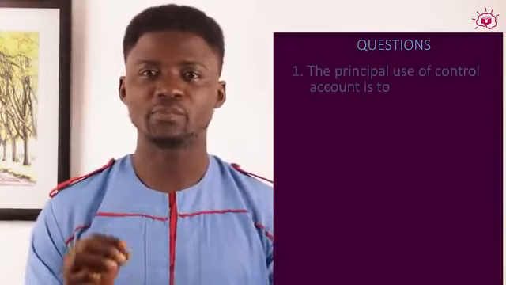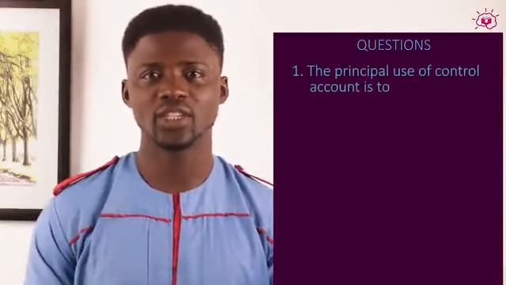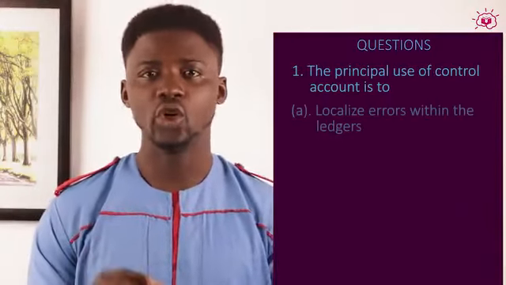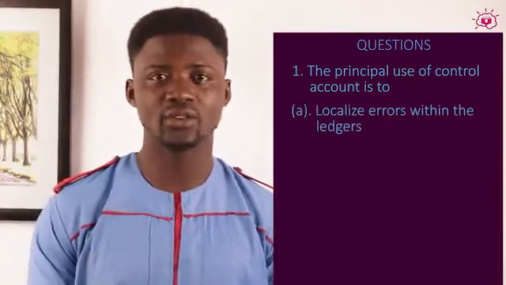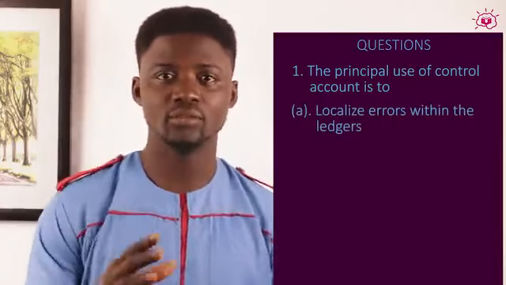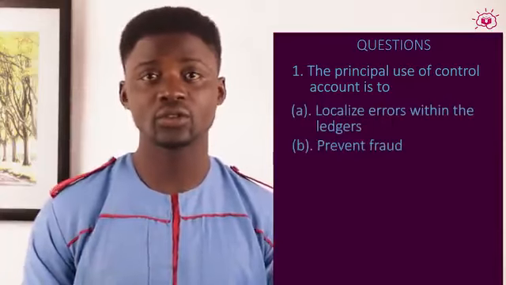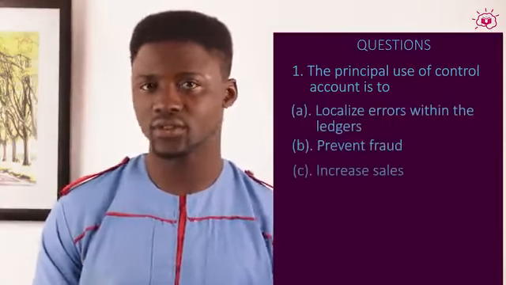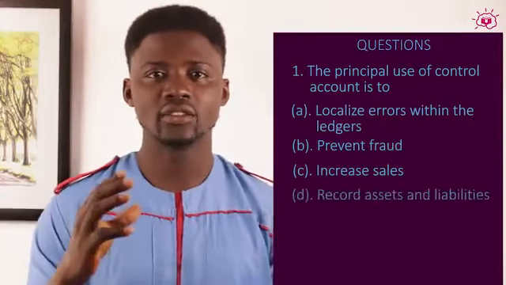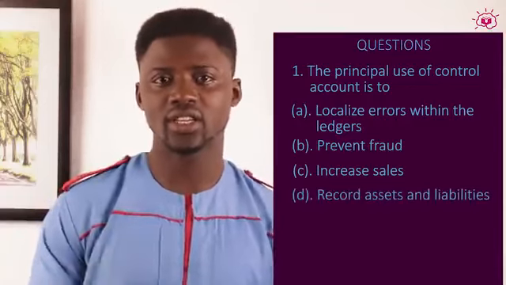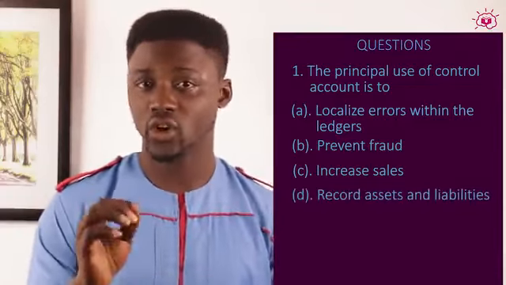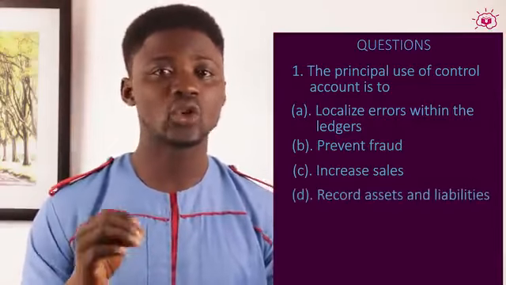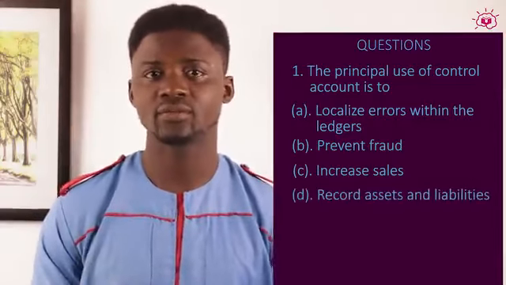Question 1. The principal use of control accounts is to: A. Localize errors within the ledgers, B. Prevent fraud, C. Increase sales, D. Record assets and liabilities. The correct answer is option A, which is localizing errors within the ledgers.